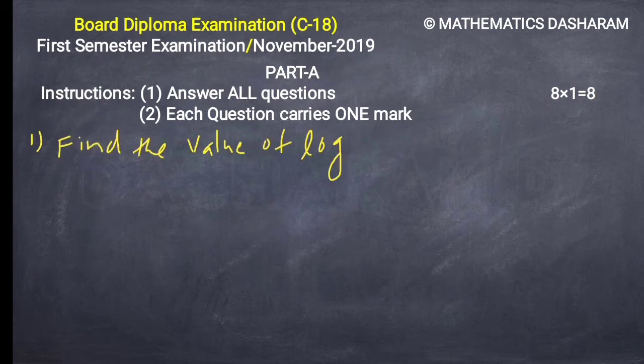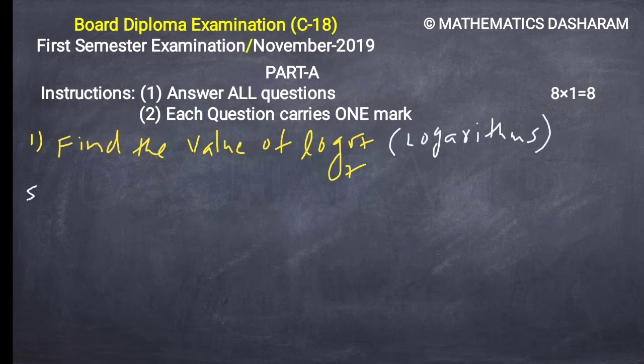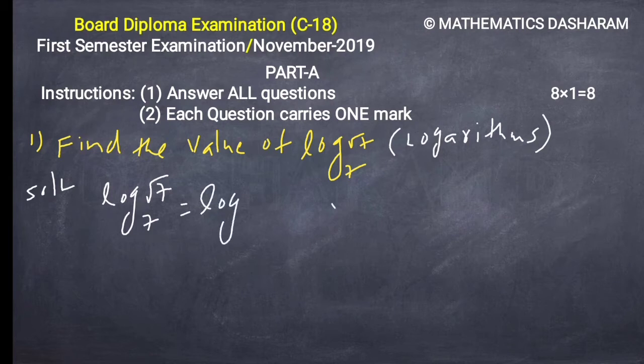Find the value of log root 7 base 7. This question came from logarithms chapter. So let's find out the solution. So given that log root 7 base 7, it is equal to log root 7 means 7 to the power of 1 by 2 and base 7.